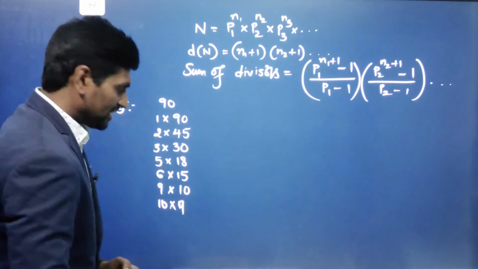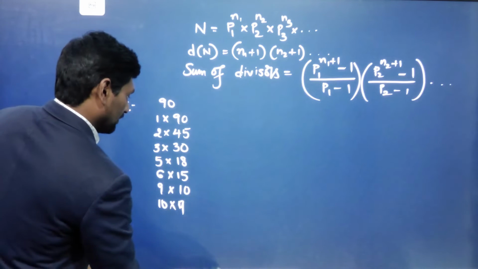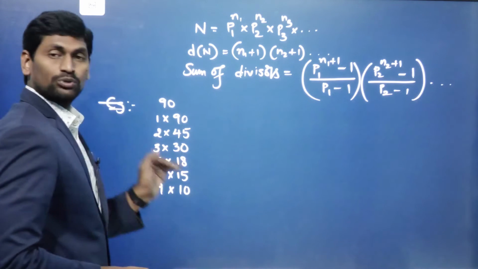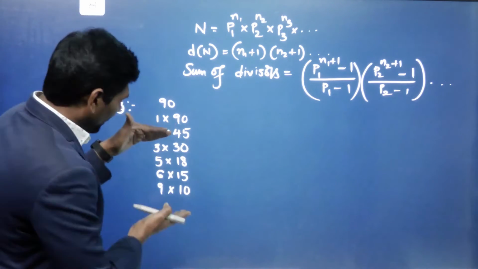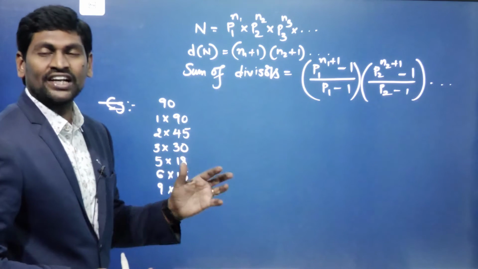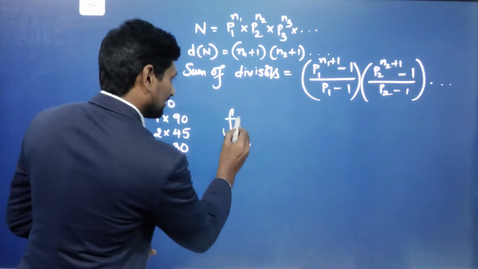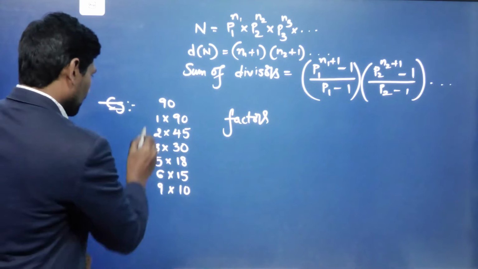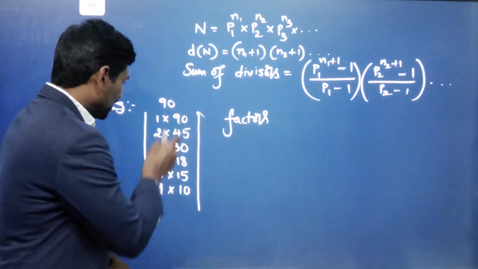But you are observing here that 9 10s and 10 9s both are the same, right? That means we can stop the factors up to here. We need not check the remaining tables. Whenever the factors are repeating, like 9 into 10 or 10 into 9, both are the same, we can stop. So what are the factors here? Factors or divisors both are the same. These are all factors only.